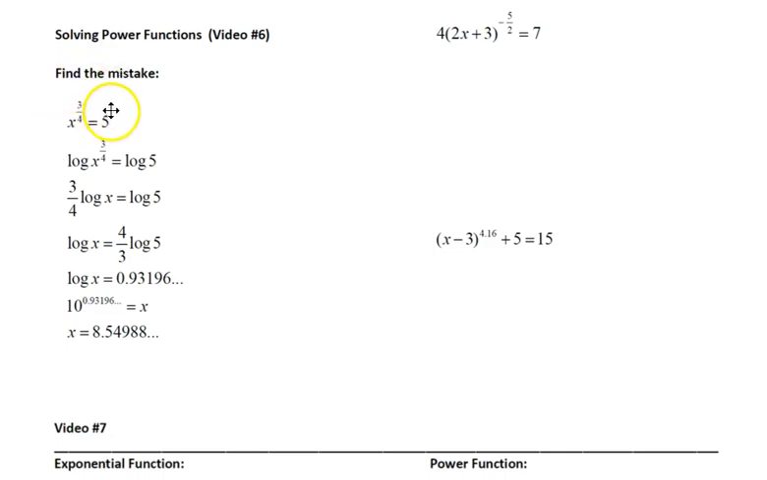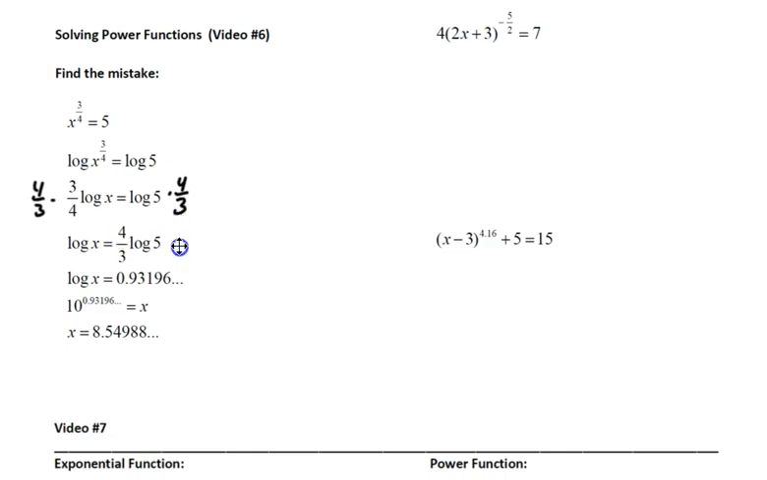x to the 3/4 equals 5. The first thing I did is take log of both sides, which is perfectly okay. Then using the power property, brought the 3/4 out front, so 3/4 log x equals log 5. If I multiply both sides of the equation by 4/3, which is the reciprocal of 3/4, then I get log of x equals 4/3 times log of 5, so still okay.